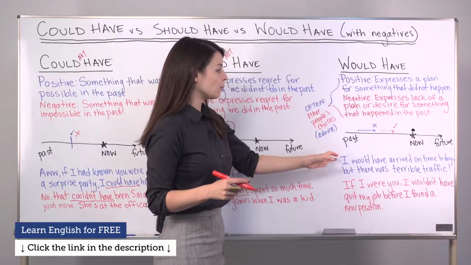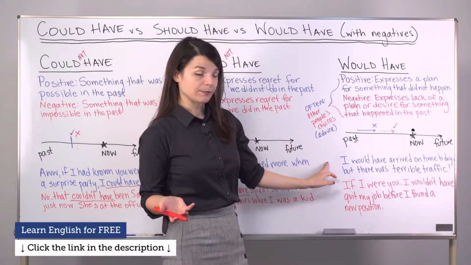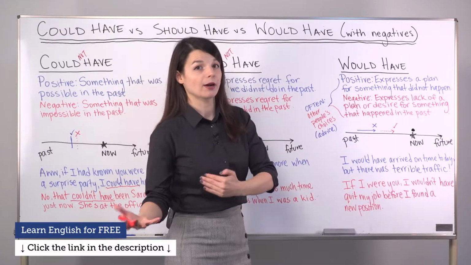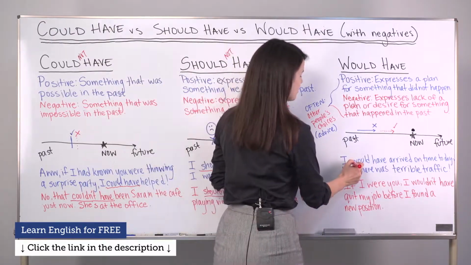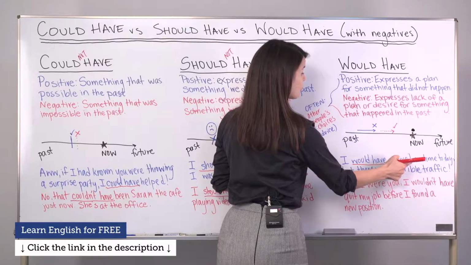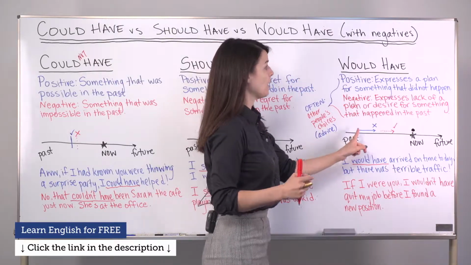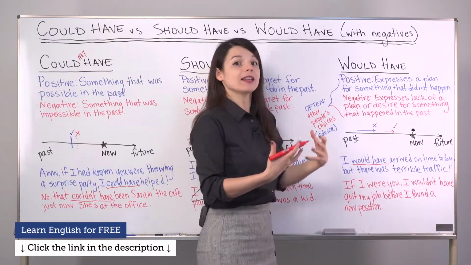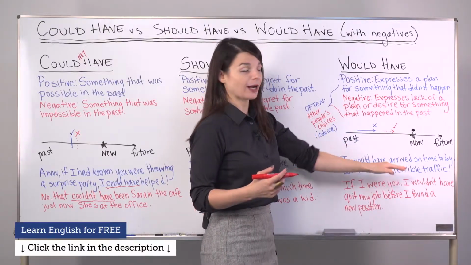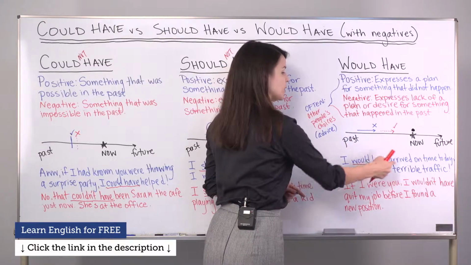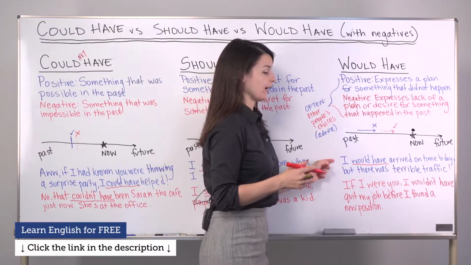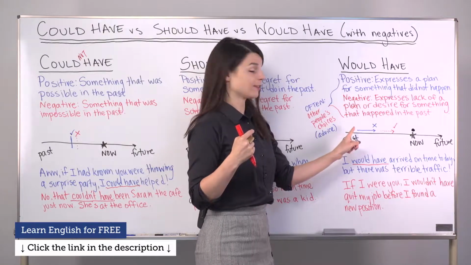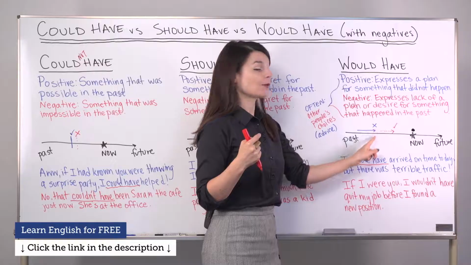Here, I would have arrived on time today, but there was terrible traffic, so I did not arrive on time. So first, here's my action. I would have arrived on time. So I had a plan, or I had a desire. I was thinking I was going to arrive on time. So at this point in time, I would have arrived on time today. Maybe when I left the house, maybe this is where the action starts. My plan was to arrive on time.